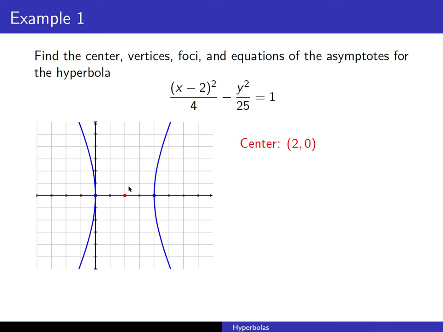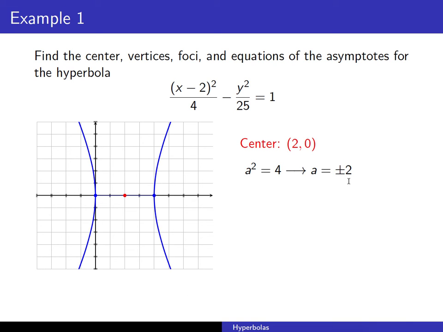Now for the vertices, even though 25 is larger than 4, because the 4 has the positive sign in front of it and the 25 has the minus sign in front of that, we take a squared to equal the denominator of the positive term. So with hyperbolas, it's about what's positive that matters most. So if we set a squared equal to 4, we get a is plus or minus 2. And because the positive sign is in front of the x term and not in front of the y term, our hyperbola, as you can see in the graph, opens left and right.